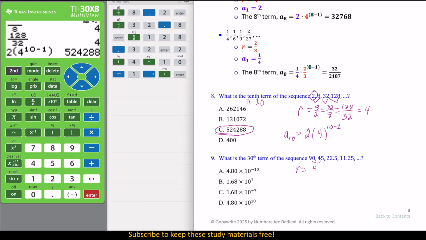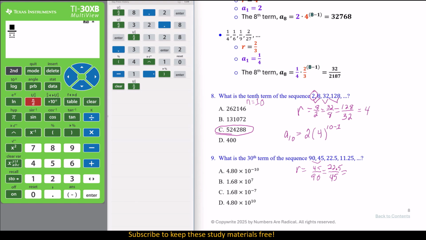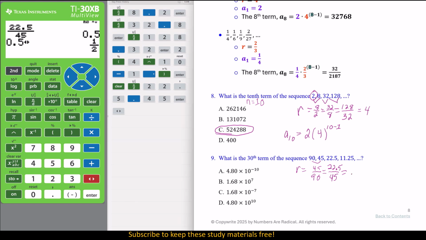Well, I see 45 over 90. Ooh, well, that's a half. Well, let's check the next one. We should have 22.5 over 45. Now that should equal a half. Let's check and see if it does. Okay, let's clear some things out of here. Set up a fraction, 22.5 over 45. We're checking the second one. Okay, it's a half. Definitely a half. So we know this is 0.5.